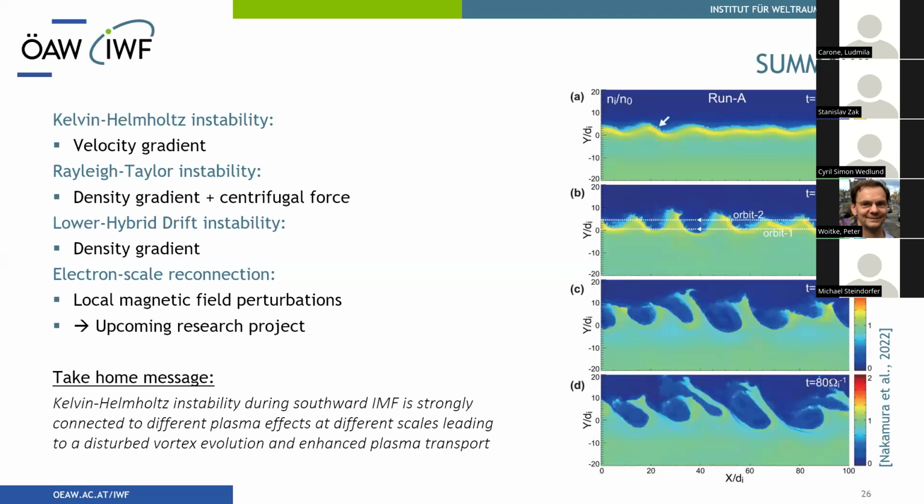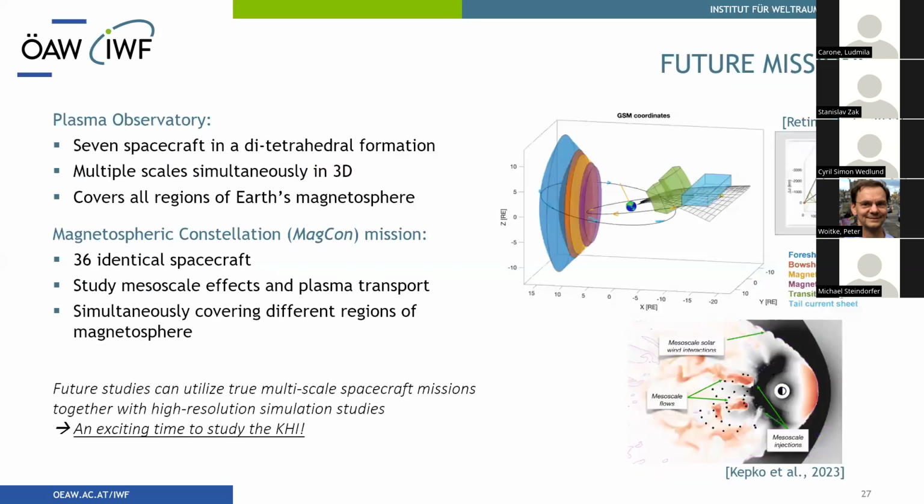So the take-home message of this talk should be that the Kelvin Helmholtz instability during southward dynamic conditions is strongly connected to different plasma effects at different scales, leading to a disturbed vortex evolution and also enhanced plasma transport, which is very important for studies of the magnetosphere. And just as a final slide, because I think it's very interesting, two future missions that are currently not accepted yet, but hopefully they will be.